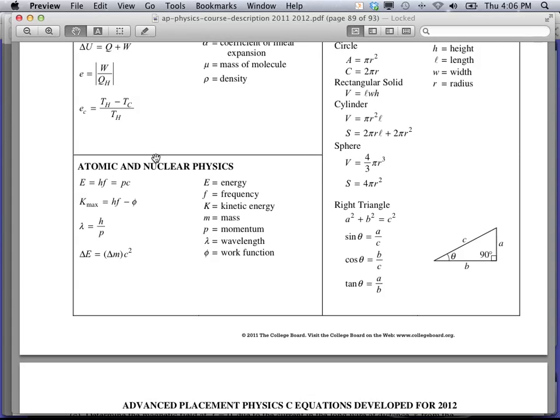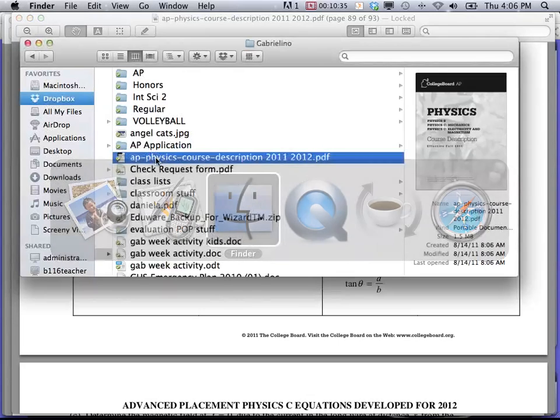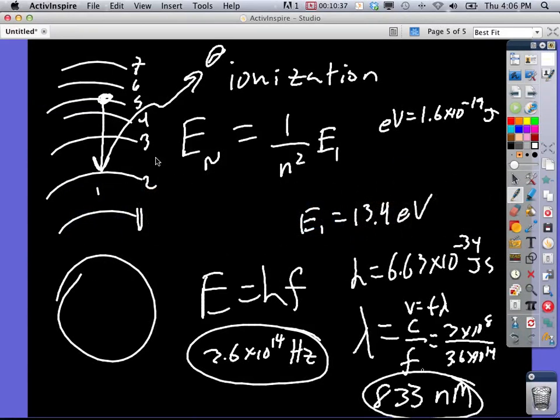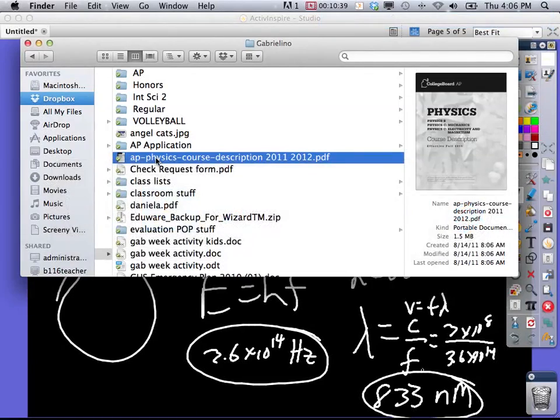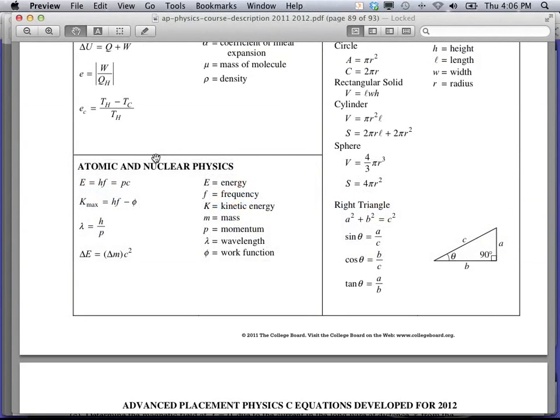Is this recording? Can you say it again? Yes, it is. Okay, E equals hf equals pc. That is just telling you how much energy is in light. So it's energy equals Planck's constant times the frequency, and that's momentum times the speed of light.